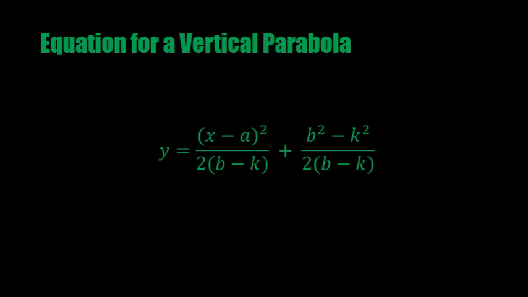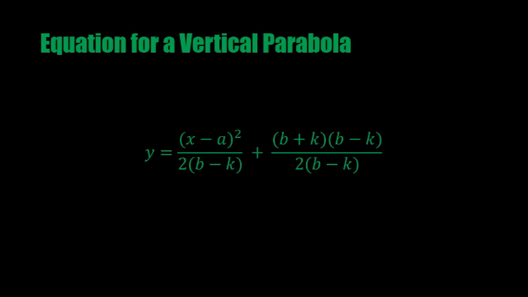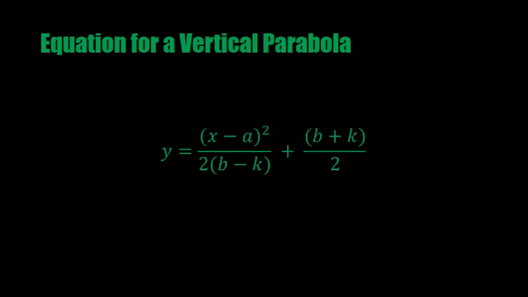So what's important about this idea of b squared minus k squared is, if anybody noticed, this is actually a difference of two squares. So now we can factor b squared minus k squared into (b minus k) times the quantity (b plus k). As you can tell, the (b minus k)'s do cancel from the top and bottom, and we're left with the grand old equation: y is equal to (x minus a) quantity squared over 2 times (b minus k), plus (b plus k) over 2.